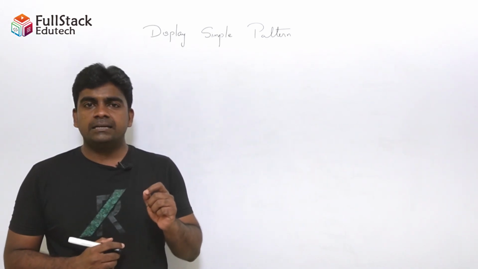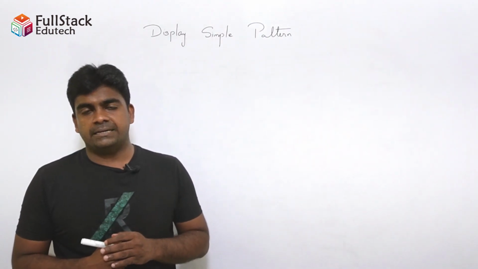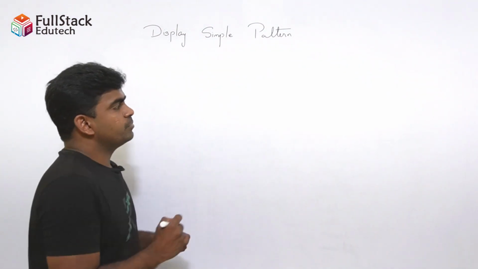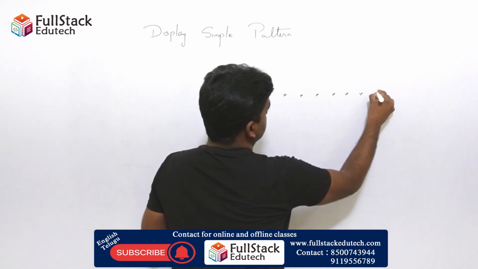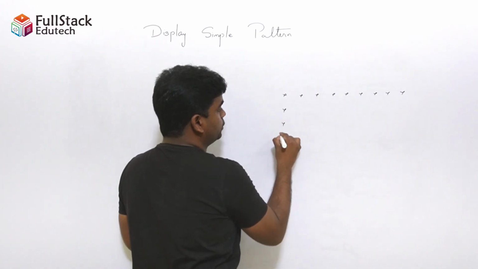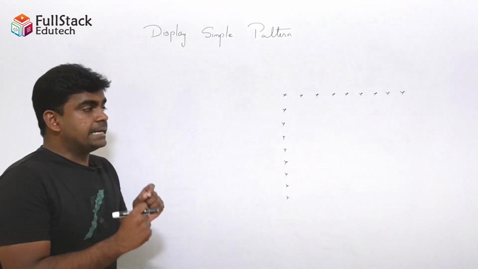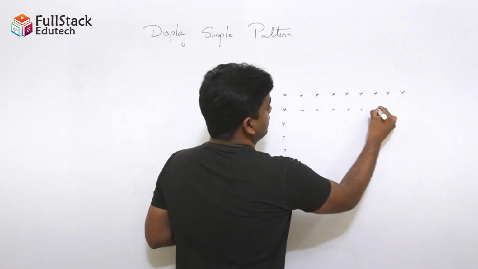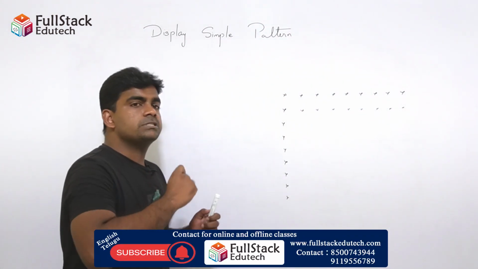See, pattern is nothing but printing the information in two-dimensional format, nothing but in rows and columns. Here, first I just want to print one pattern. Suppose I am printing 9 stars, in 9 rows and 9 columns. I just want to print stars like this. Sir, how can we display this pattern with 9 rows and 9 columns?